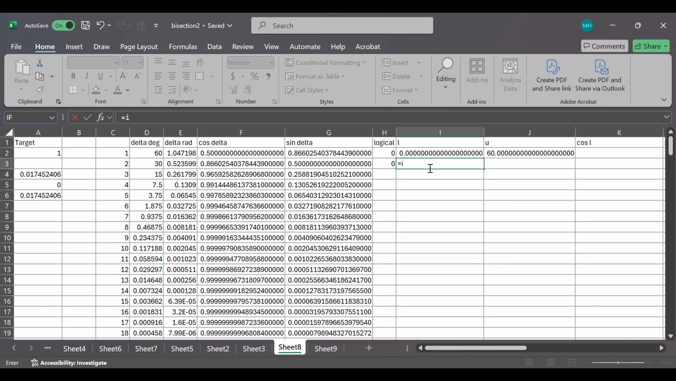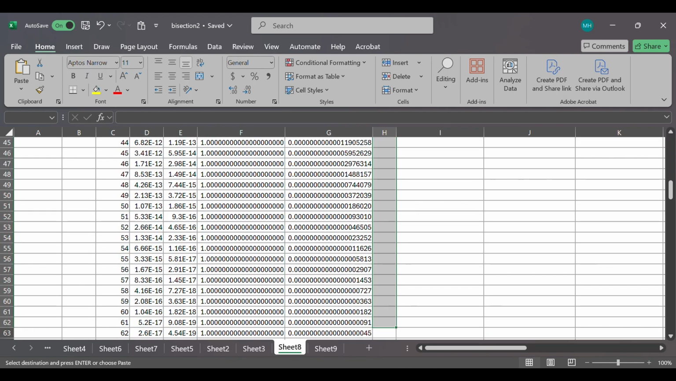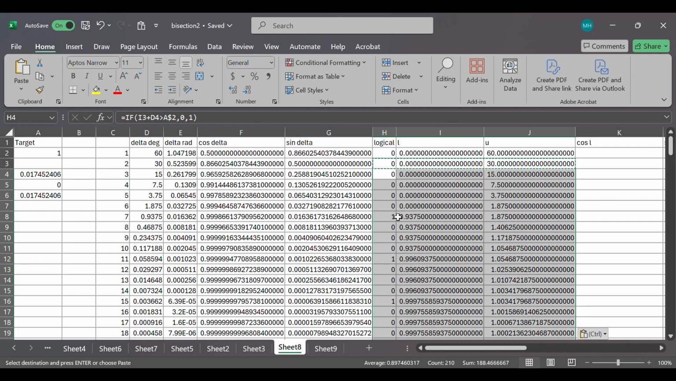So the L value, the lower limit, is: if the logic is 0, we keep the old lower limit. Otherwise, we increment it by delta. U is always L plus delta. So let's bring those calculations down. And if the logic is working, then we will see that L and U will converge to 1.